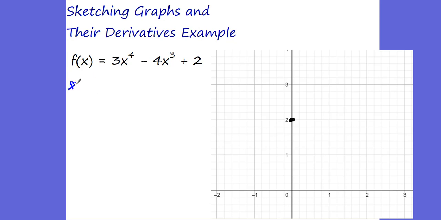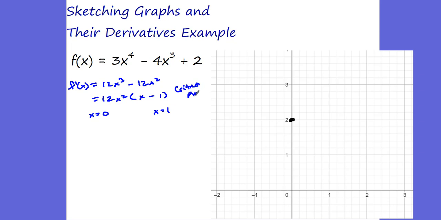So let's do a first derivative test. f prime of x equals 12x to the third minus 12x squared, which means I can factor out a 12x squared, and I get x minus 1, which means I have x is equal to 0 and x is equal to 1. Those are my critical points. Remember, first derivative test tells us critical points.